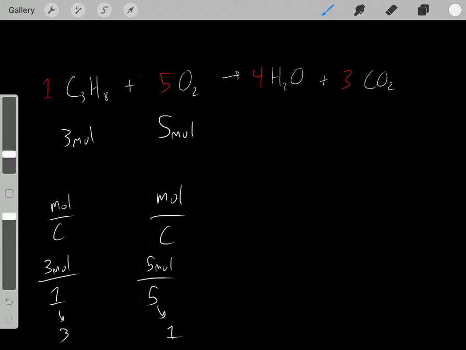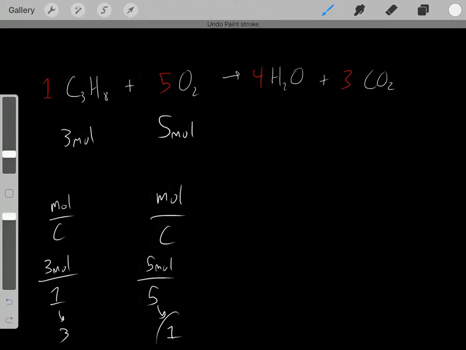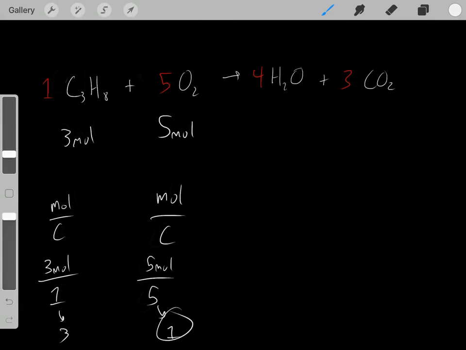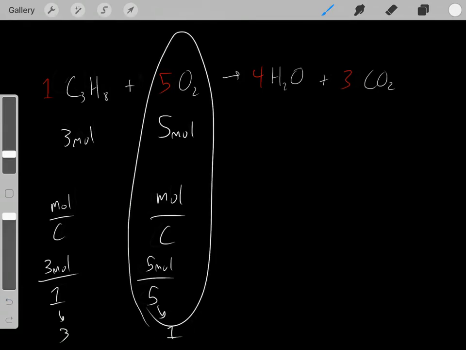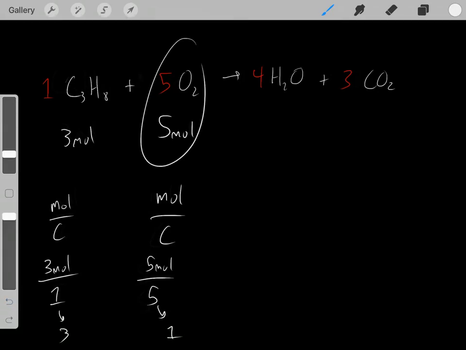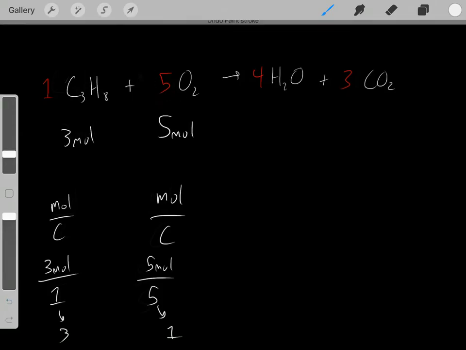And now all you do is you see which number is lower. This number is smaller, so therefore this is the limiting reactant. This is the limiting reagent. This oxygen is going to run out. We're going to use all these 5 moles of oxygen, and this is going to run out first, and then we're going to be left with some C3H8.